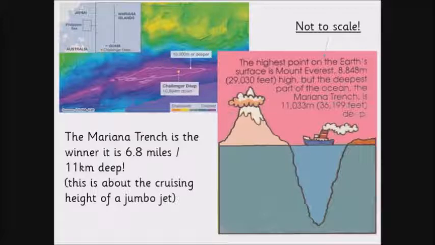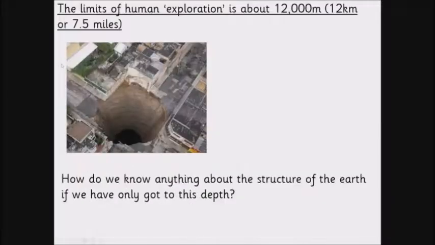So we probably don't know a lot about the bottom of the oceans. Some people say we know very little about the bottom of the oceans. In some ways we know more about the moon, I think I've heard. So the limits of our exploration is about 11-12 kilometers. So how do we know anything about the structure of the Earth if we've only got to this depth? Because you must have seen pictures and you've probably heard about the internal structure of the Earth. And really, how do we know this is the big question to ask.